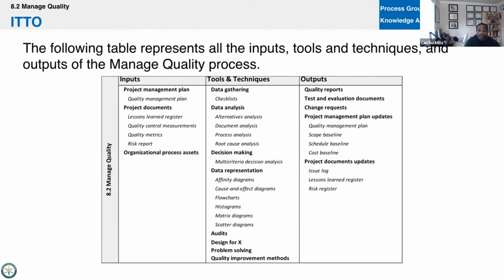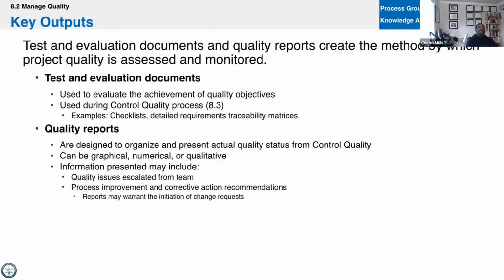Something new, John, for you. All right, risk report and now quality report. We'll also get our test and evaluation documents. And then we could potentially get requests for change, updates to our approach or our document. So let's jump in. So the main piece here is to get our test and evaluation documents to make sure that the process is going right.